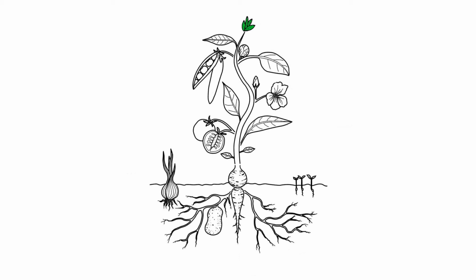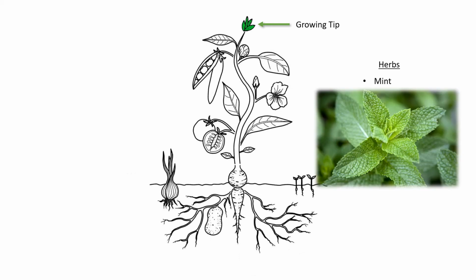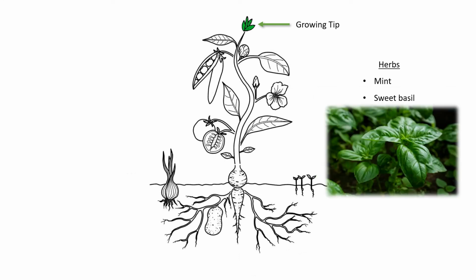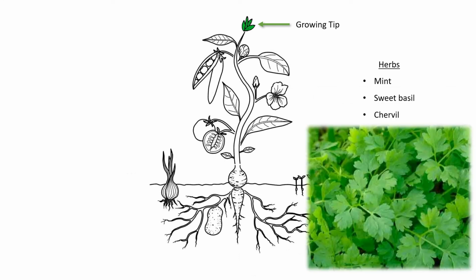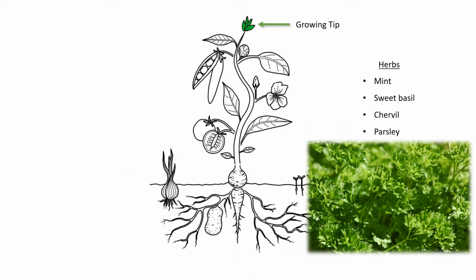We take a look at the top of the plant. We have growing tip. Think about nice tender leaves. Herbs, for example, are a good example of something called a growing tip. If we look at some examples of herbs, you see things like mint, sweet basil, chervil, which is a licoricey flavored herb, very delicate. Looks a lot like parsley, but it's got a very delicate licorice taste to it. And of course parsley. These are all examples of the growing tip. So you can imagine they're very tender, very flavorful in some cases.